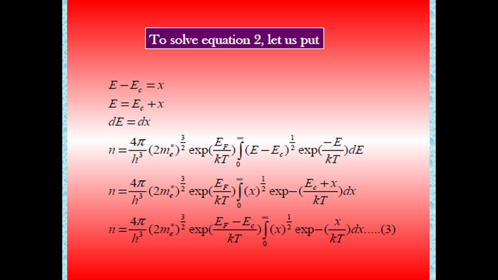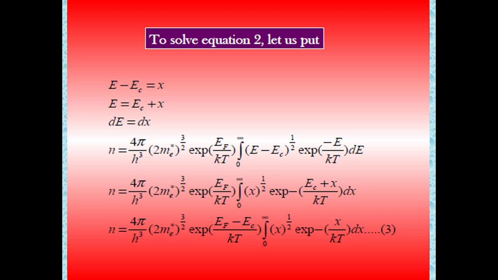the substitution integral method. E − EC is equal to x, so E is equal to EC plus x, and dE is equal to dx. Then n is equal to 4π/h³ (2m_e)^(3/2) e^(EF/kT) times the integral from 0 to infinity of x^(1/2) e^(−(EC + x)/kT) dx.